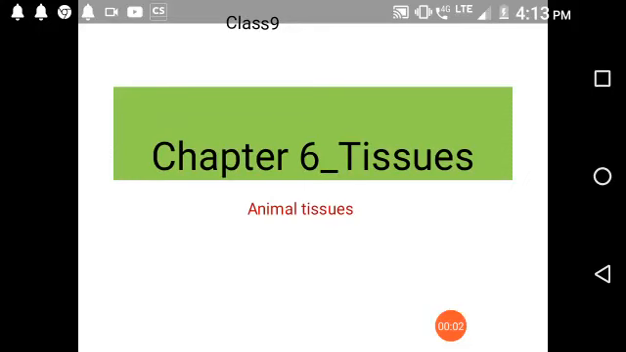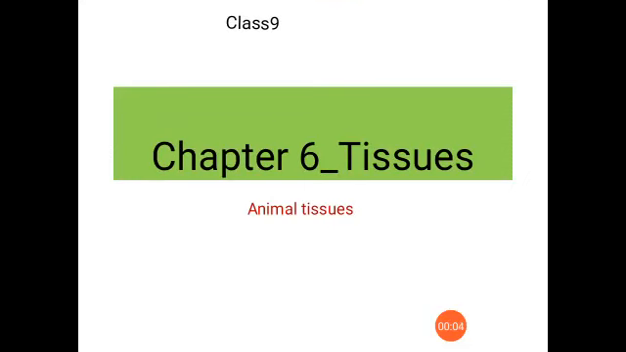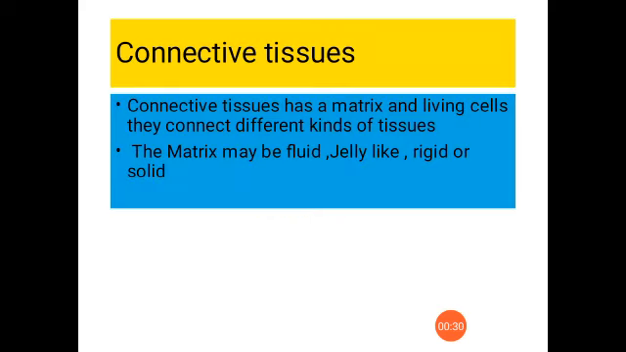Welcome back, children. So, we were studying about various animal tissues in the last classes. Now we are going to study another kind of animal tissue, that is connective tissue. Do you remember what the different kinds of animal tissues are? Epithelial tissues, connective tissues, muscular tissues, and nervous tissues. So we are going to study the different kinds of connective tissues today.